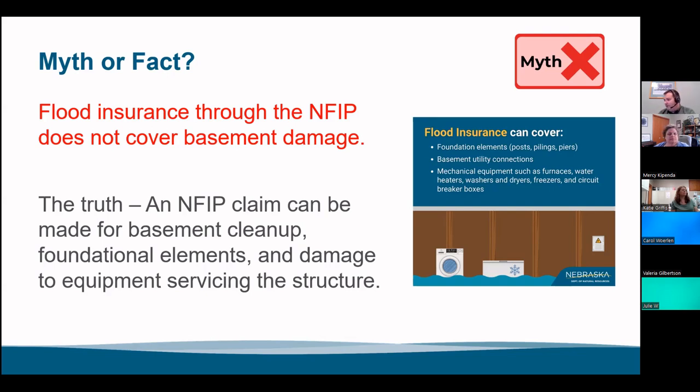And interestingly enough, if you look at that image there on the right, that's a freezer. It does cover the contents of your freezer as well. So mechanical equipment such as furnaces, water heaters, washer dryers, circuit breaker boxes, those kinds of things are covered. Now, it's relatively minimal coverage. There's not a lot. So it's not something to lean on, that's for sure.